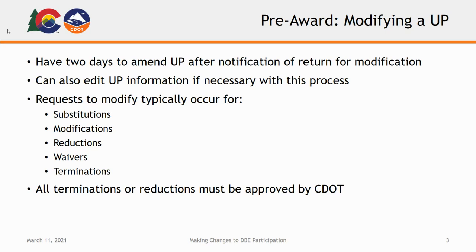Otherwise, if you find yourself in need of changing information that is listed in your utilization plan before the award is granted, this is the process to submit these changes to CDOT through the B2G Now system. A request to modify and resubmit a utilization plan typically involves a request to substitute, modify, reduce, waive, or terminate one or more commitments listed in the initial utilization plan. Some examples of situations that could be considered for termination and/or reduction are DBE capacity issues that result in an inability to perform work that was previously subcontracted and included in the initial utilization plan, or a reduction or change in the amount of work to be performed on the contract by means of either contractor efficiency or elimination of work through CDOT. Any and all terminations or reductions on a contract must be approved by CDOT.